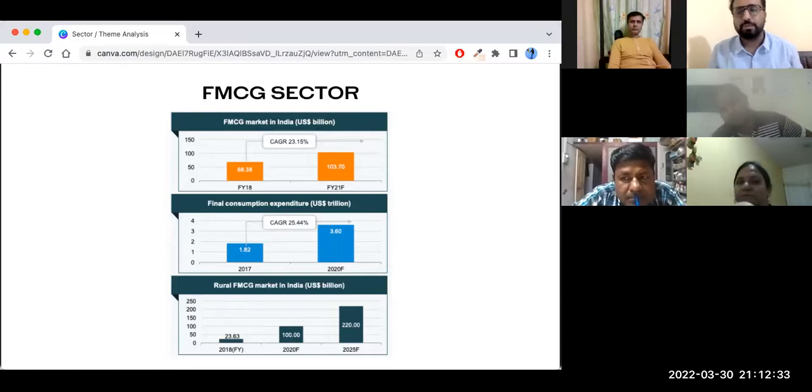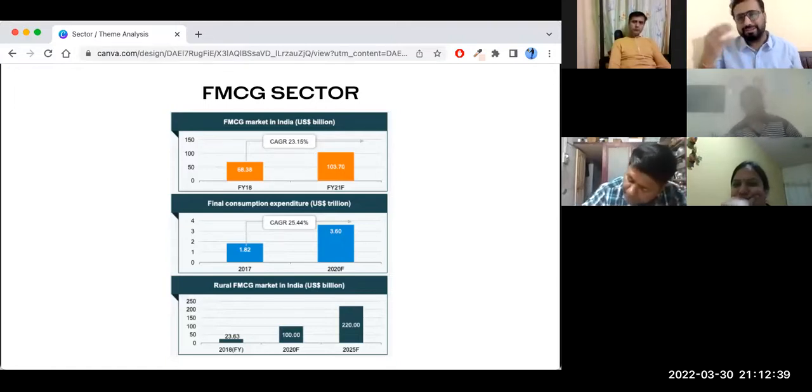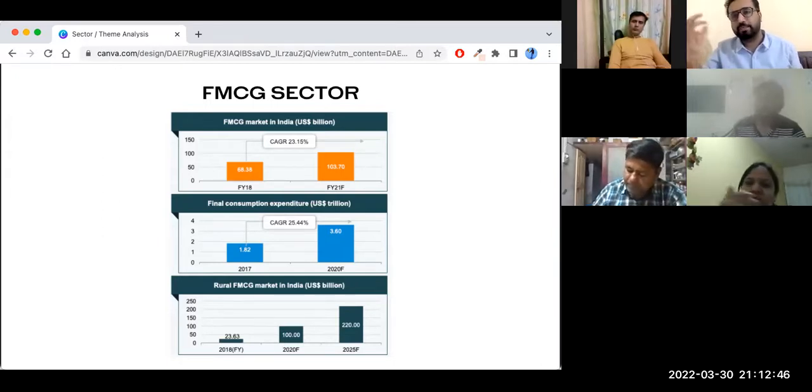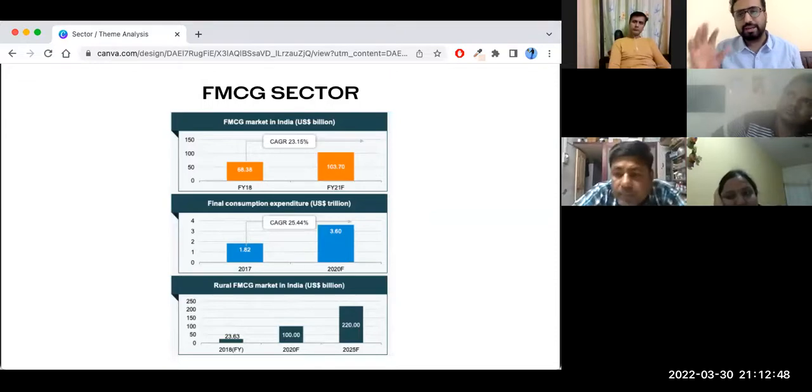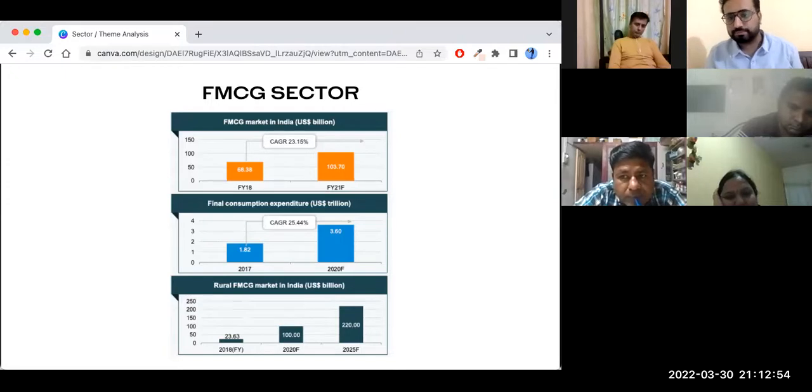AMC is asset management company. These are mutual fund companies. Just like SBI has a mutual fund, which is controlled by SBI AMC, SBI Asset Management Company. HDFC also has an AMC, HDFC Asset Management Company, right? They are mutual fund companies. FMCG is fast moving consumer goods.